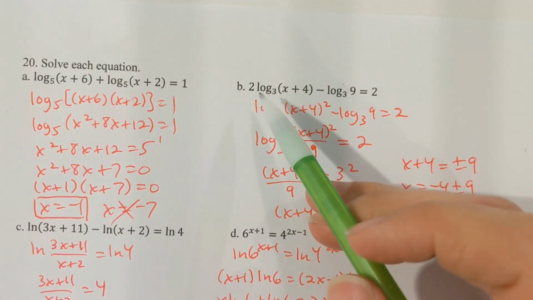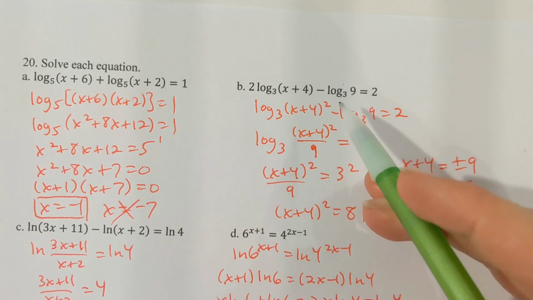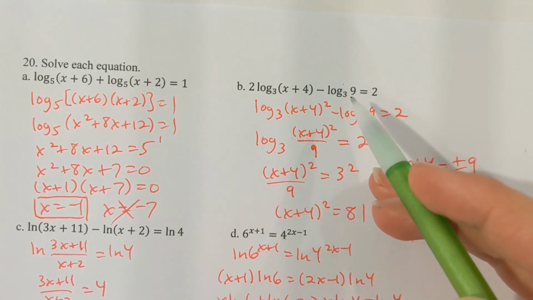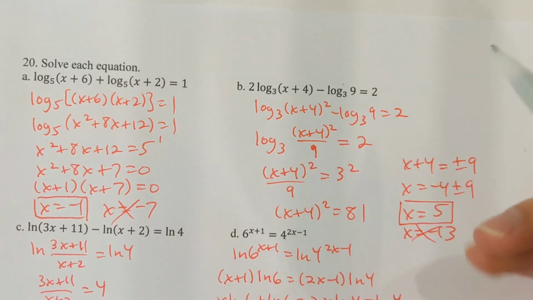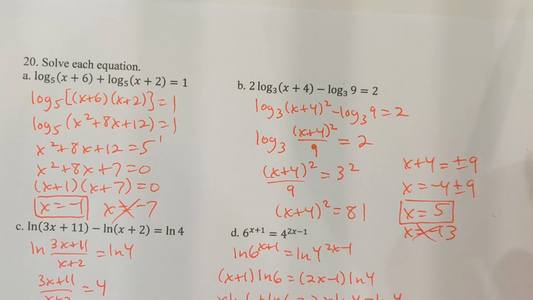Times 2 is 4. And then log base 3 of 9, we just said that's 2. 4 minus 2 is 2. And 2 is the number that we see on the right there. So 5 is going to be kept. Negative 13 is extraneous.